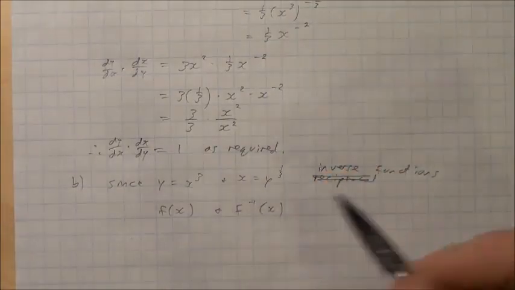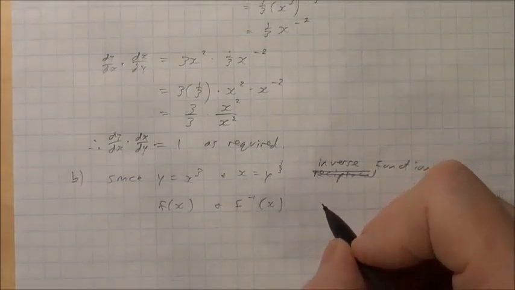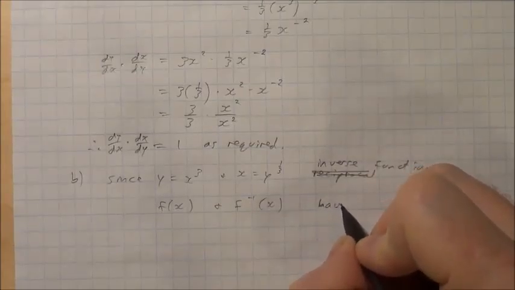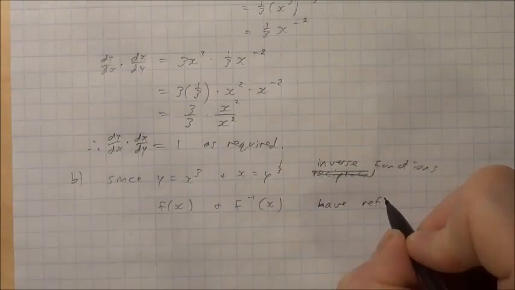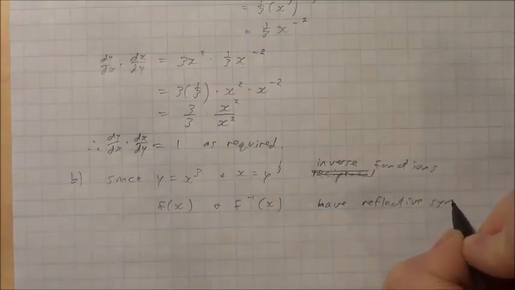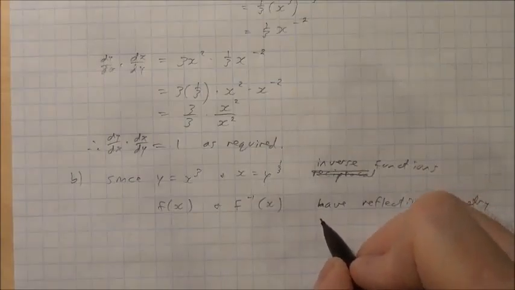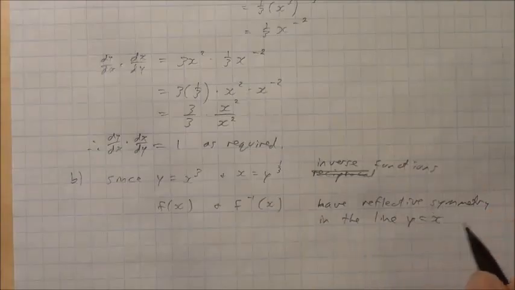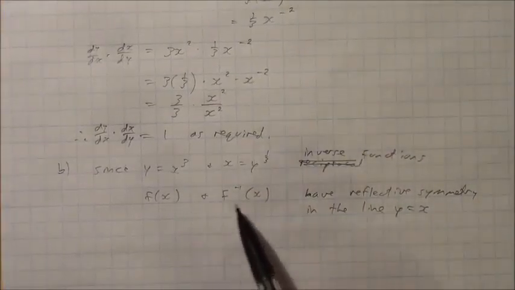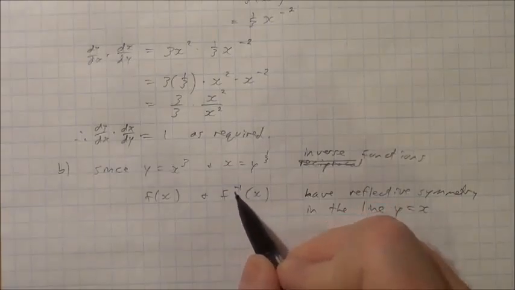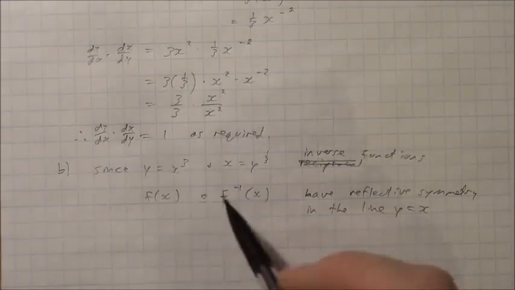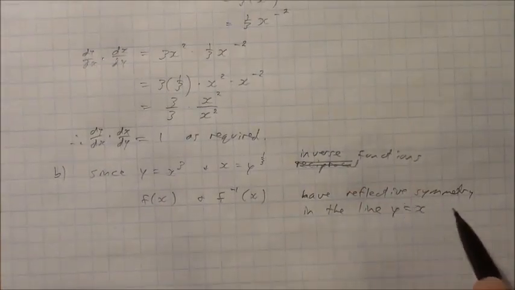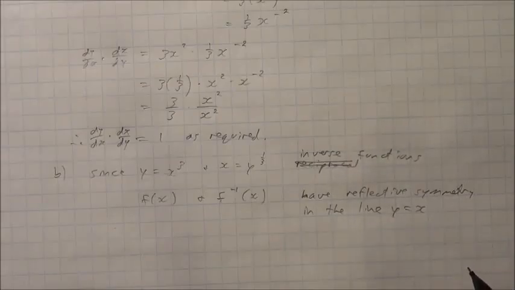When we look at those two functions, these are inverse functions, and these have reflective symmetry in the line y equals x. Therefore, the derivatives, the rates of change, or the gradient functions, are also going to be inverse functions, and they will also have reflective symmetry in the line y equals x.